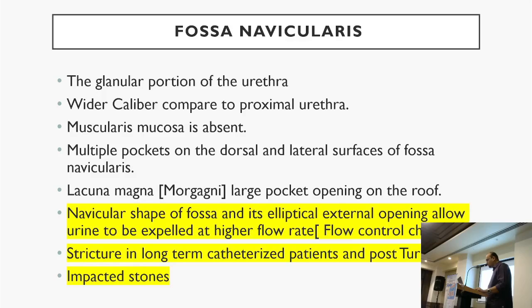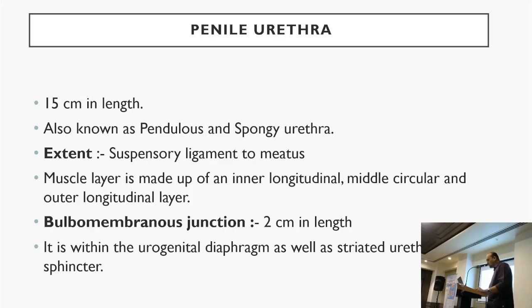So stricture can happen in long-term catheterized patients and post TURP. There may be impaction of stone at the fossa navicularis. Then penile urethra, it is 15 centimeter in length. It is also known as pendulous and spongy urethra. Extent is from the suspensory ligament to the meatus. Muscle layer is made up of inner longitudinal, middle circular, and outer longitudinal layer.